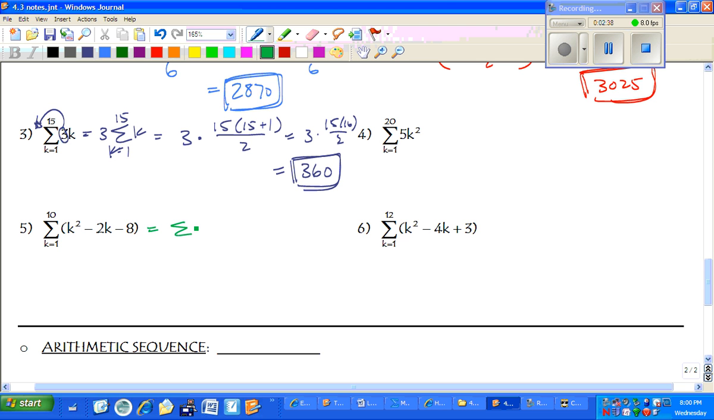First one, we're just going to have the sum of k squared from k equals 1 to 10 minus, remember this constant can come out in front, so I'm going to do that right away, minus 2 times the sum of k from k equals 1 to 10 minus the sum of 8 from k equals 1 to 10.